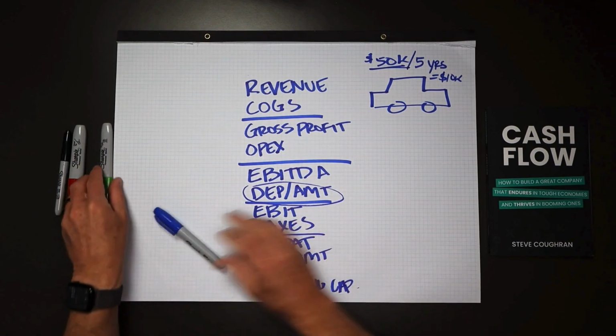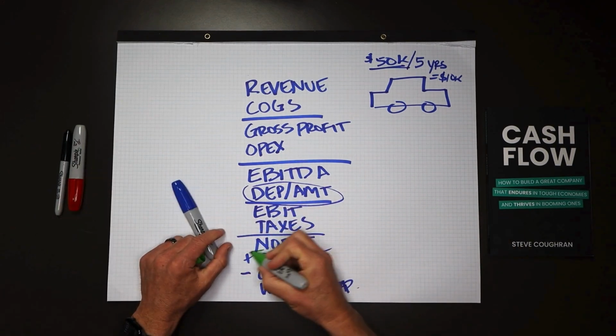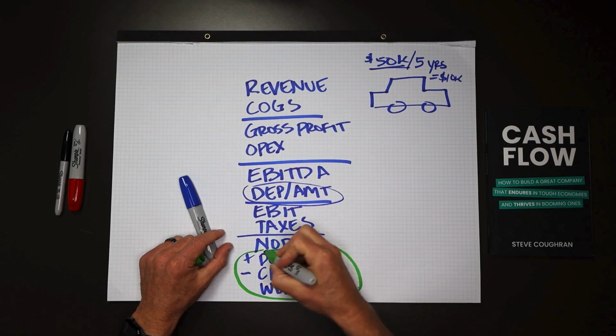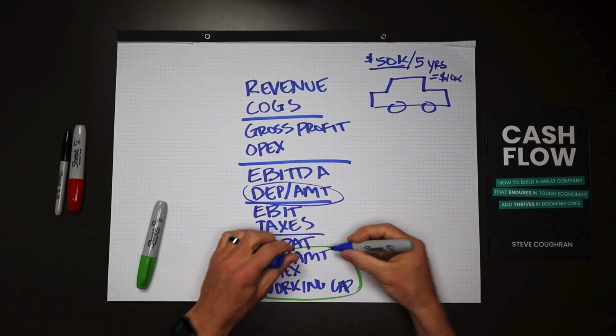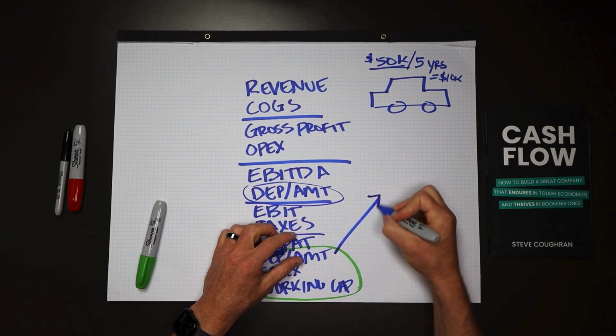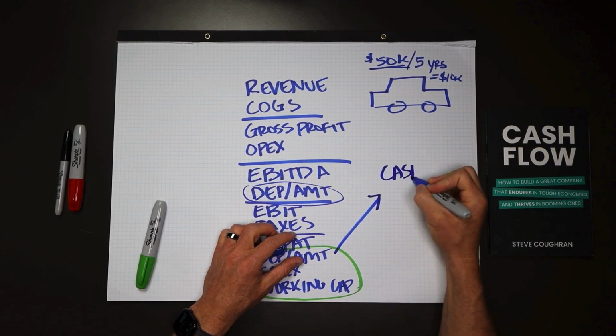And then if we take these three items and we net them against NOPAT, right here, your net operating profit after tax, we arrive at cash flow.